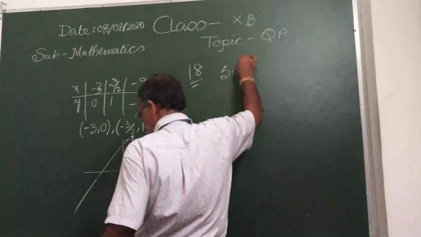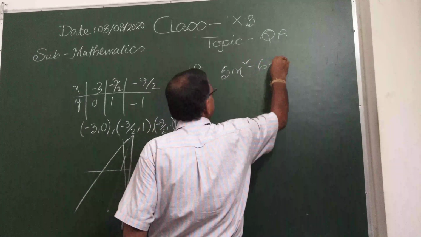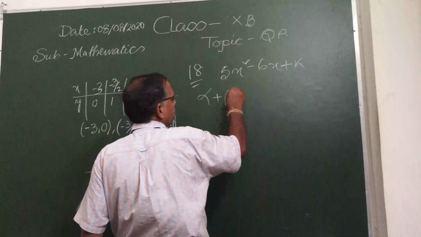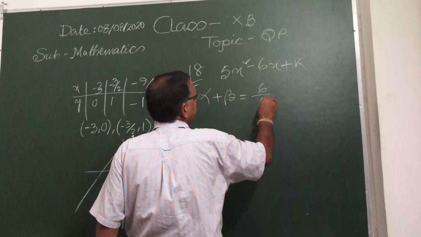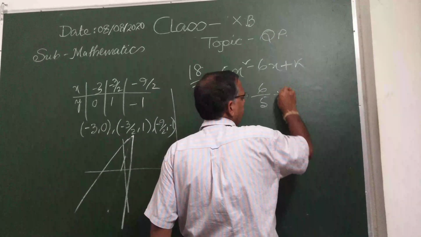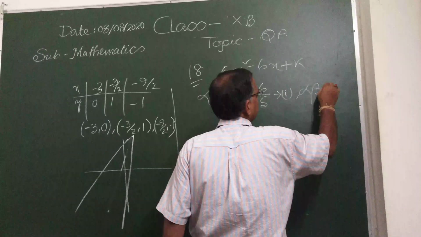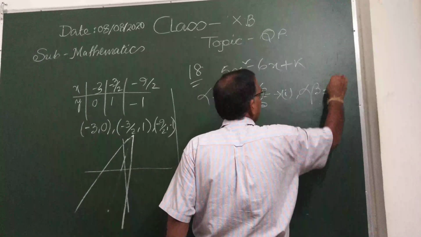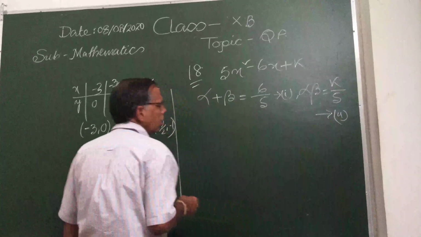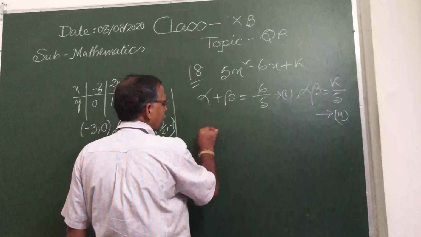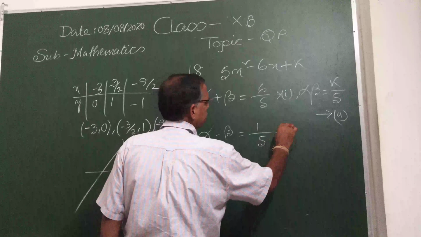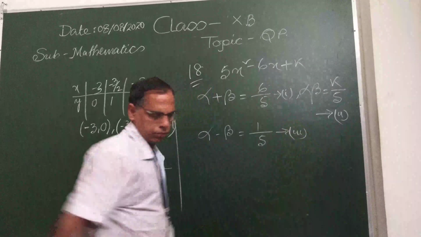5x squared minus 6x plus k. So alpha plus beta equal to what? Sum of zeros, 6 by 5. And so this is equation number 1. And alpha beta equal to how much? Equal to k by 5. This is equation number 2. Now what is given? Given is that alpha minus beta equal to 1 by 5. This is equation number 3.